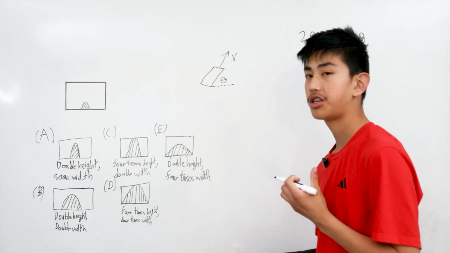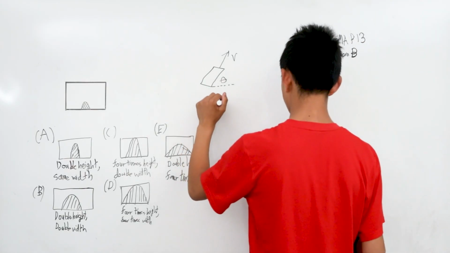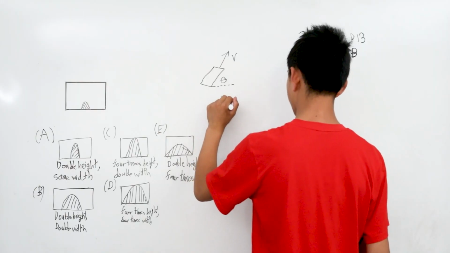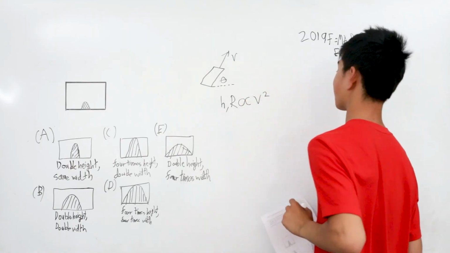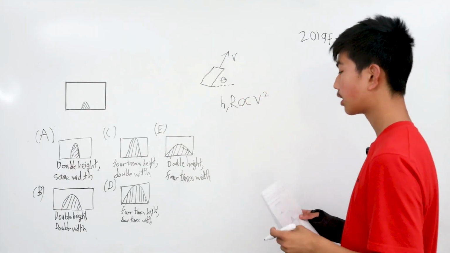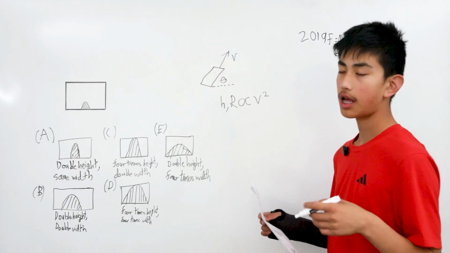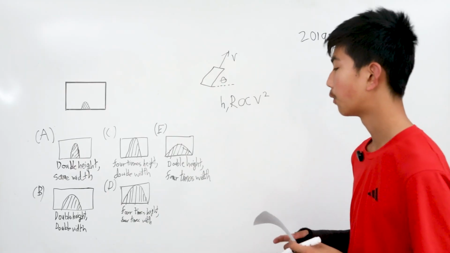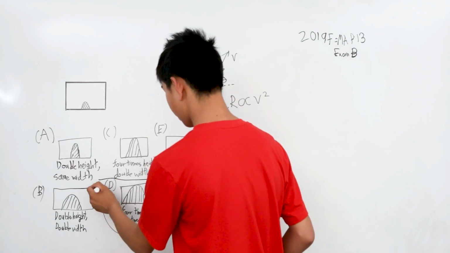motion range equations and dimensional analysis, we know that h and r are proportional to v squared. So if v were to double, the height and the width would quadruple, as 2 squared is 4. Therefore, our answer for this problem is answer choice D.